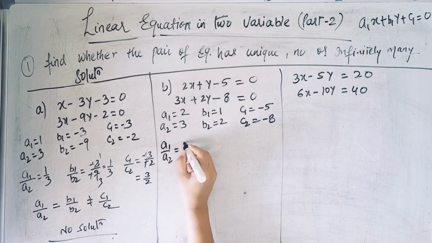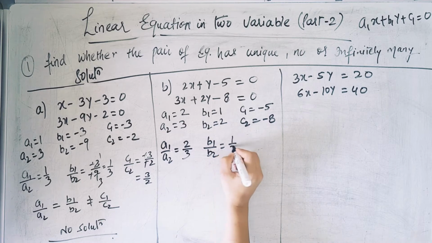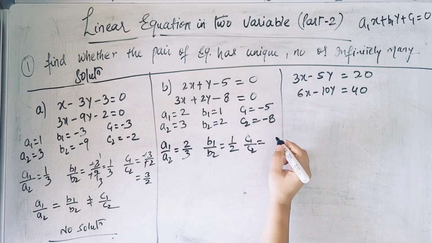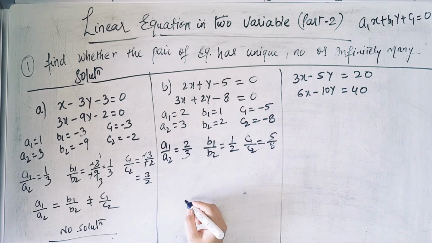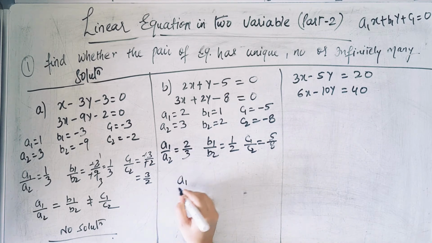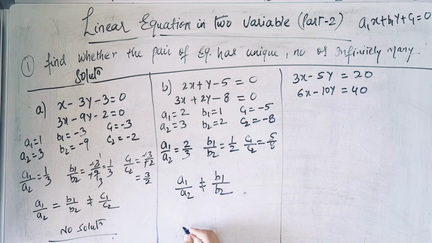a1 by a2, we'll get 2 by 3, b1 by b2 is 1 by 2, and c1 by c2, both have minus, so minus minus plus will be cancelled, so we'll get 5 by 8. Now in this question nothing is equal over here, so we have a1 by a2 not equal to b1 by b2, so it is a unique solution.